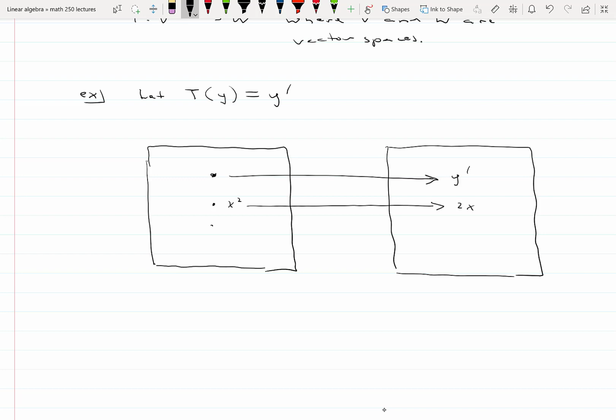T takes cosine x and turns it into negative sine x. So notice what T is not doing: you don't enter specific numbers for these functions.